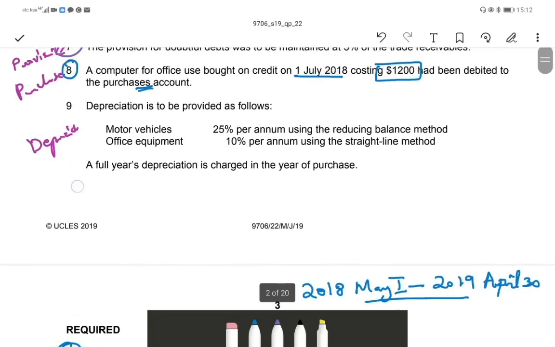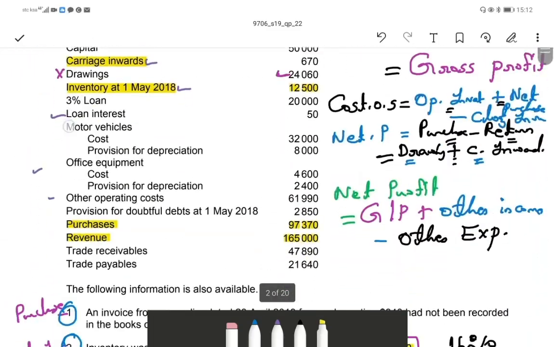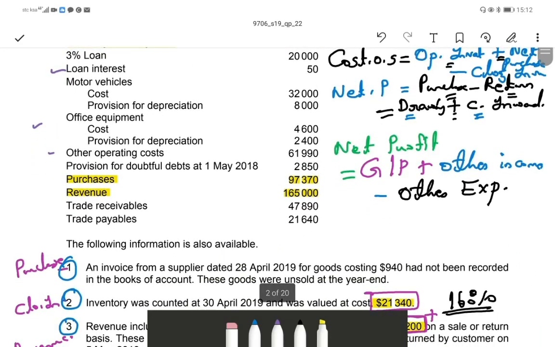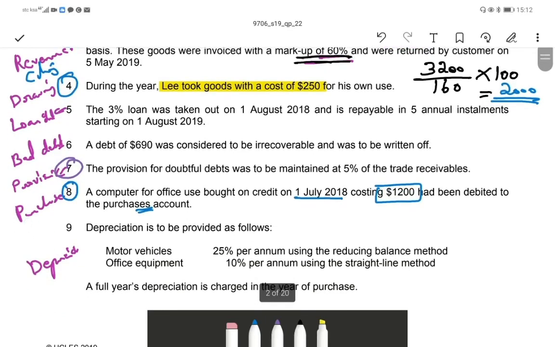Provision for doubtful debts given in the question. What is the provision given? Provision for doubtful debts 2,850. Then the new provision they are given, but new provision we always calculate after deducting the bad debt. Here they are given bad debt also, 690. After deducting the bad debt, we calculate the provision for doubtful debt.